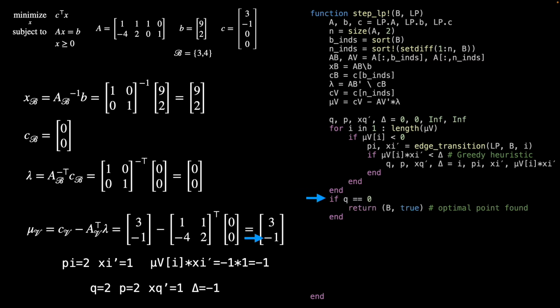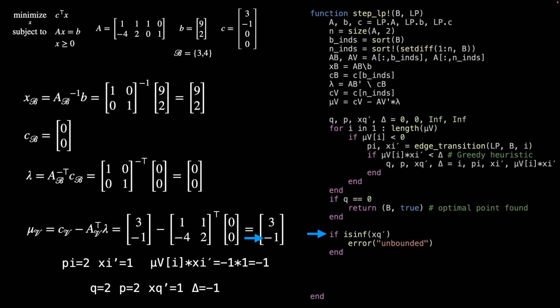First, we check, is Q equal to 0? Well, why do we check if Q is equal to 0? Well, notice what this means. We initialize Q to 0. So if Q is 0 after going through this for loop, that means that we never found mu vi less than 0, okay? Because we never ran any edge transitions, we never made any updates to Q. So this means that all of the components of mu are going to be greater than 0, in which case we satisfy dual feasibility, and we know that we've reached the global optimum point, okay? So we're going to return the basis and true, indicating that, hey, we found the optimal point here.